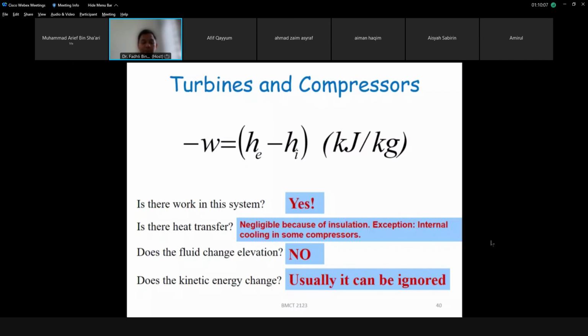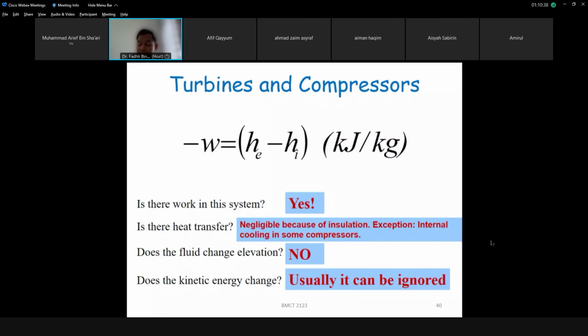Okay. Does the fluid change elevation? No, dia tak berkaitan dengan elevation change. So potential energy for turbines and compressor can be cancelled both. Does the kinetic energy change? Usually it can be ignored. Ignored ni you can cancel lah kinetic energy, sebab turbine dan compressor bukan tugasnya untuk meningkatkan velocity.